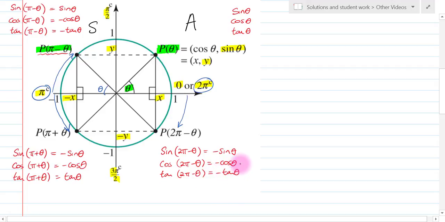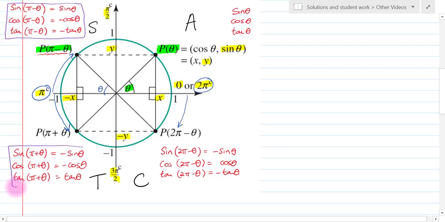And you'll notice here I've actually made a little bit of a mistake. It's not negative cos of theta, it's positive cos of theta, because cos is positive in the fourth quadrant. So I'll just put my T back here and my C. So we've got our CAST diagram back. And they are the 9 rules that you'll see in your textbook. You'll see them referenced in different examples.